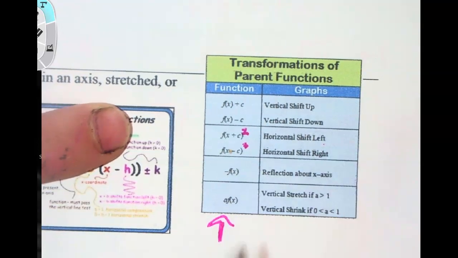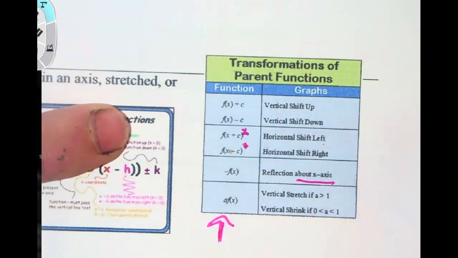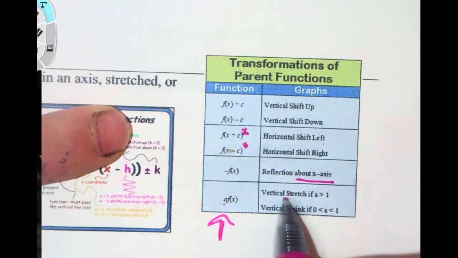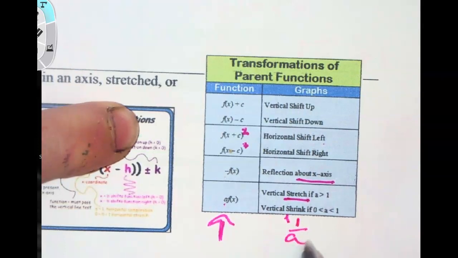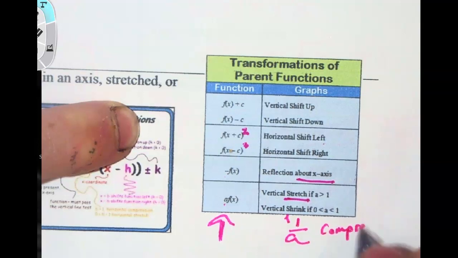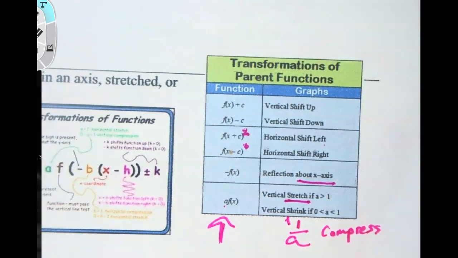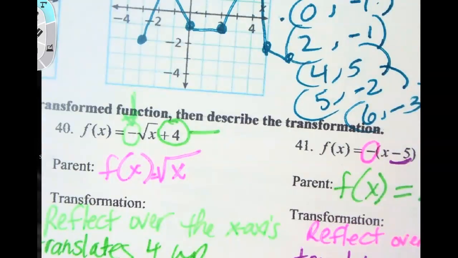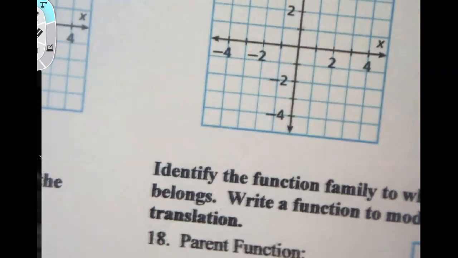And then if there's a negative on the outside, that's reflecting in the x. We know that one pretty well. And the last one, I always put, if there's a whole number, it's a stretch. If it's a fraction, so I'll just put 1 over a, that means we shrink it, or we use the word compress. Okay, so this is a good chart to look at. You can also look at any of the other charts. On the quiz, I'm going to look at the examples, and I'm going to make sure to have my chart out because it's super helpful.